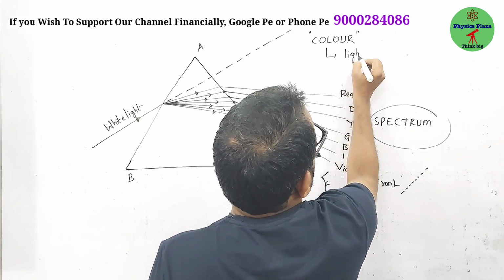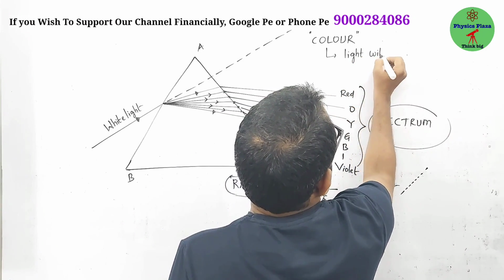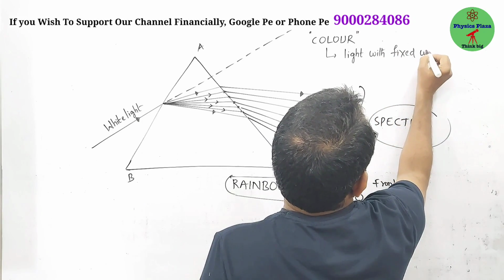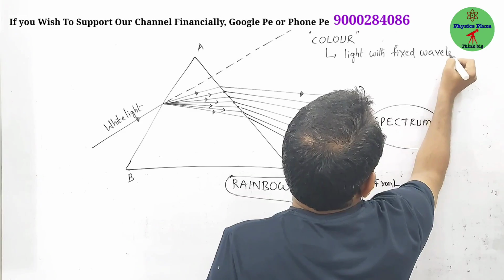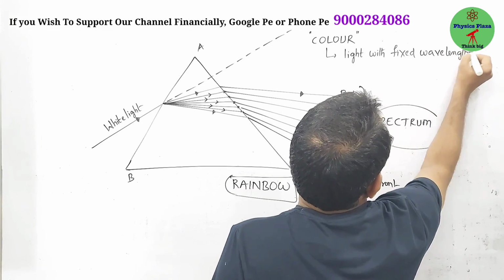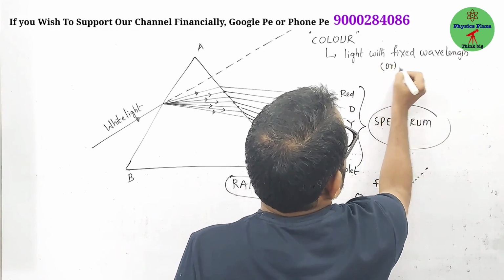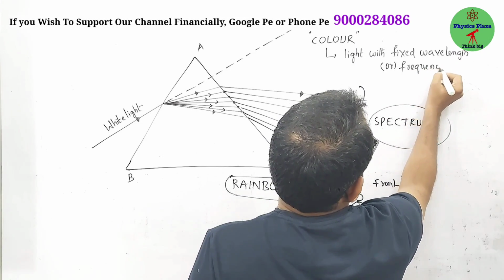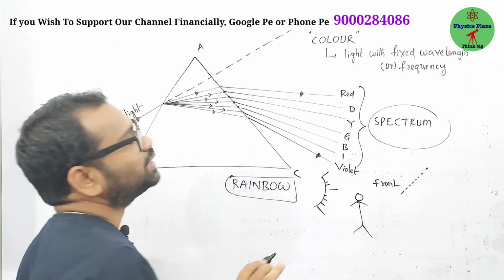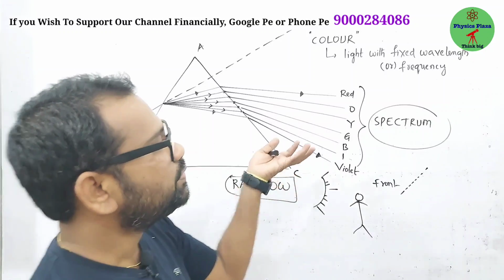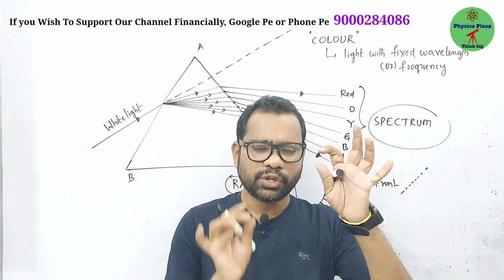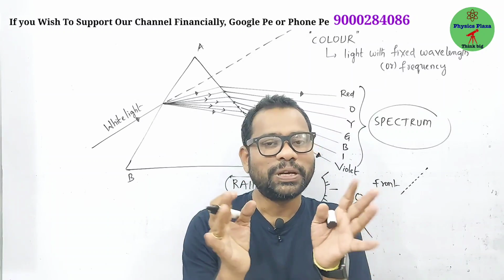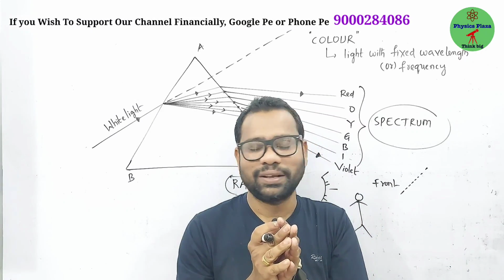Color is light with a fixed wavelength or frequency. Regarding wavelength and everything, we'll discuss in higher classes. But this is the standard definition. Light with a fixed wavelength means the light should have only one wavelength. If it has more than one wavelength, it is not a color.